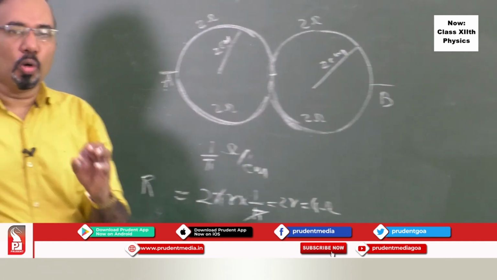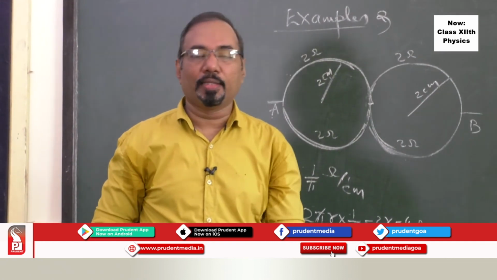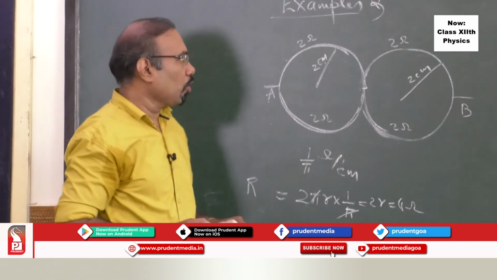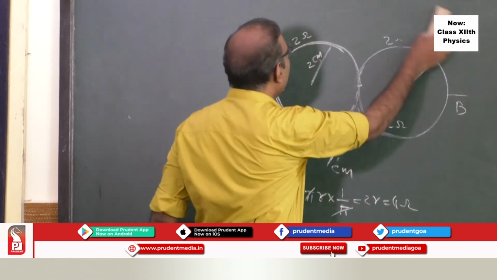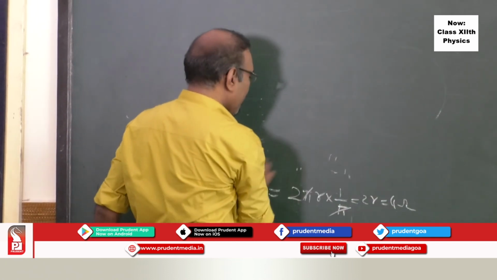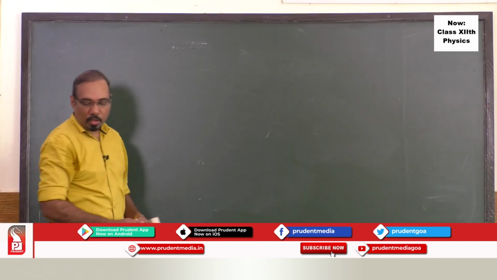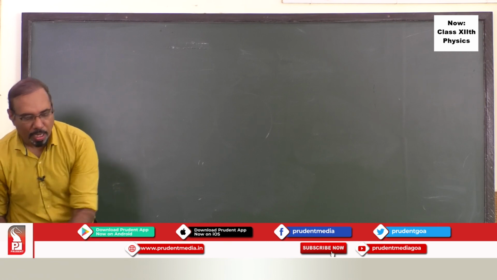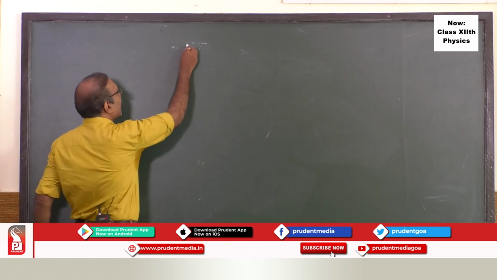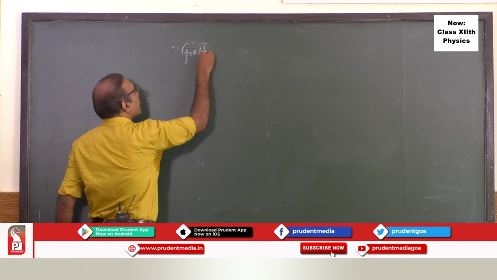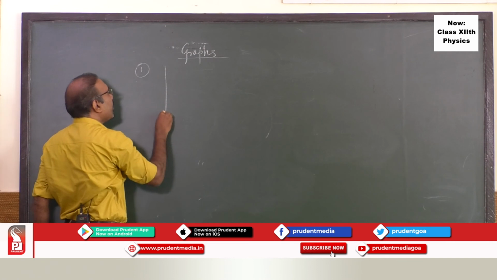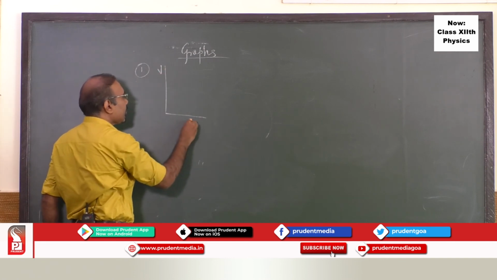Now, let's go through the graphs that come under this particular chapter. There are various graphs that could be understood in this chapter. Let's take up some graphs to understand the concepts. The first graph which you must have encountered is voltage versus current.